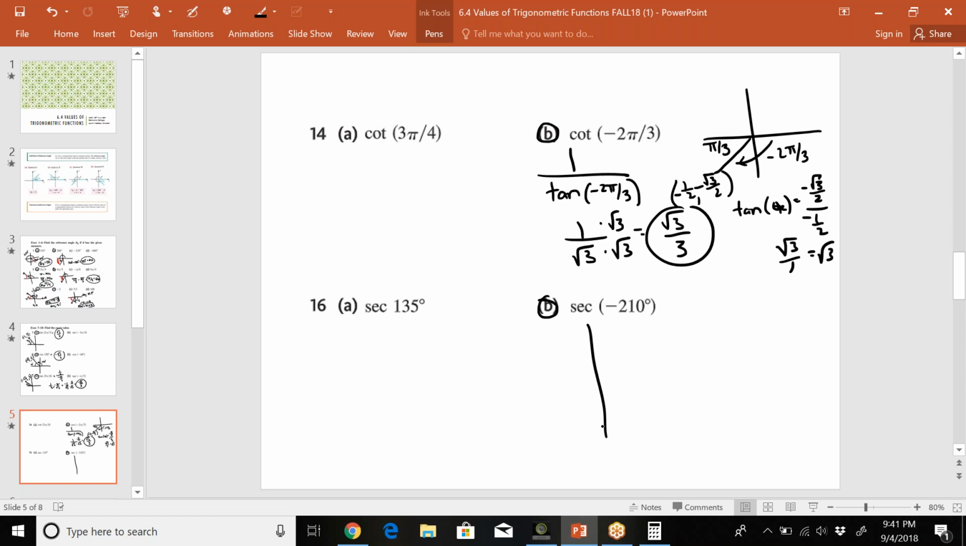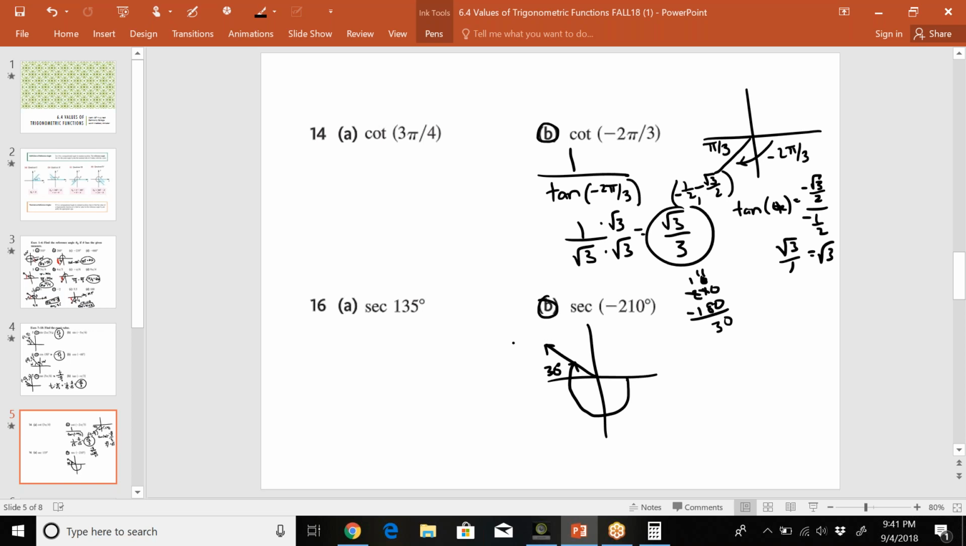Secant of negative 210 degrees, so that's going to be beyond 180, so we're going into quad 2 because we're going this direction. So what would that reference angle be? That is the difference between 210 and 180 essentially. Sorry, it's late for me. That would be a 30-degree angle, yes. I should have been able to do that in my head.